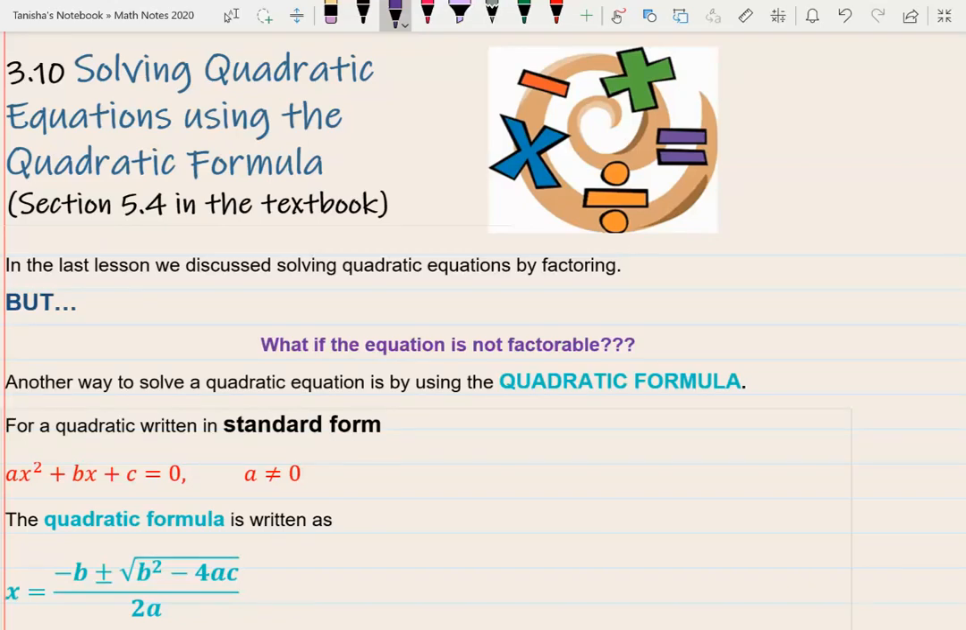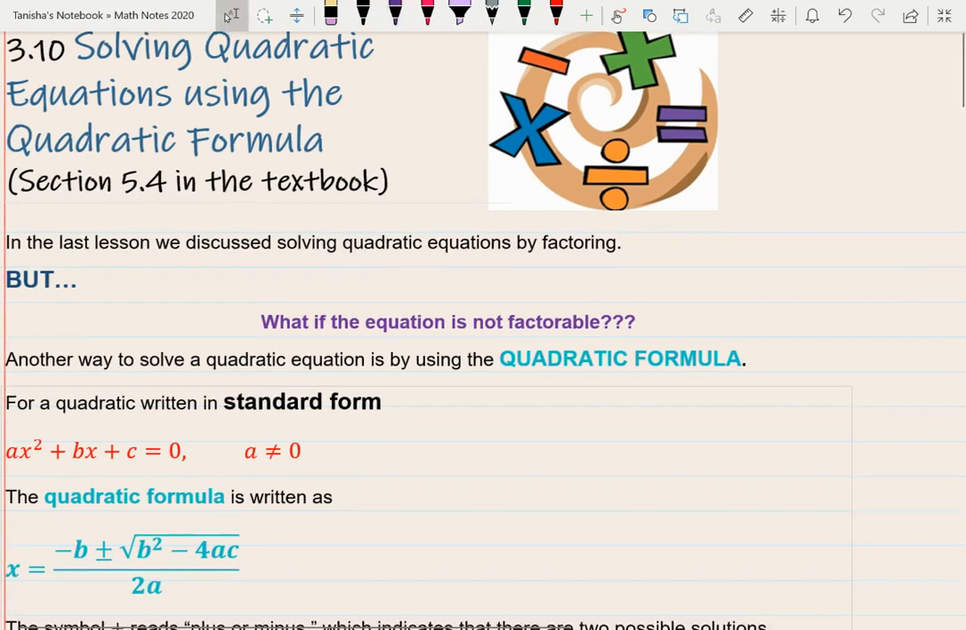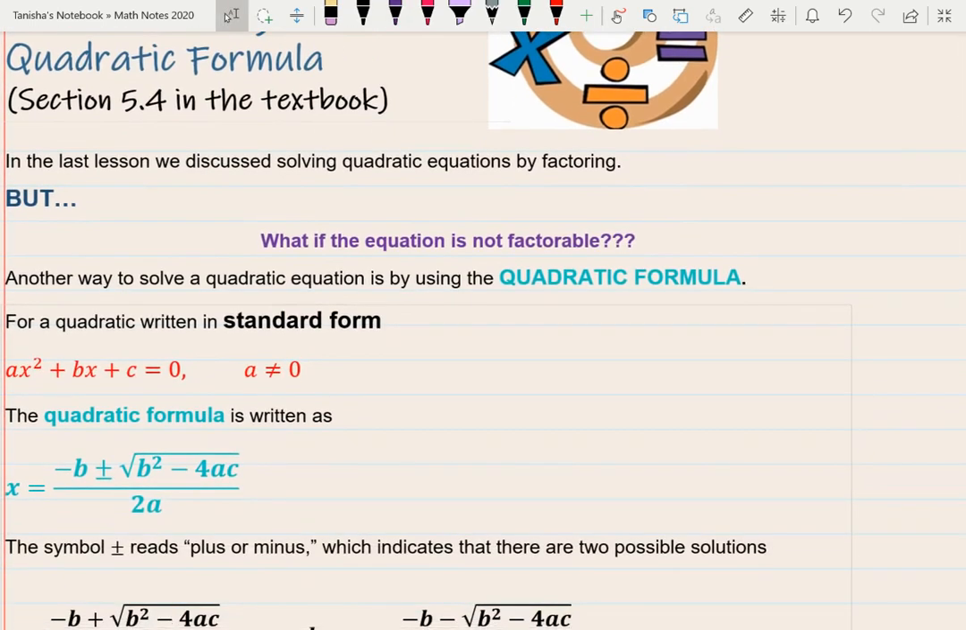In today's lesson, we will be solving quadratic equations using the quadratic formula. In the last lesson, we solved quadratic equations using the factoring method. But what do we do when we are working with quadratic equations that cannot be factored, which we saw when we covered our factoring lessons? We saw that there were some quadratic equations that were unfactorable. So what do we do then? Well, another way to solve a quadratic equation is by using what is called the quadratic formula.